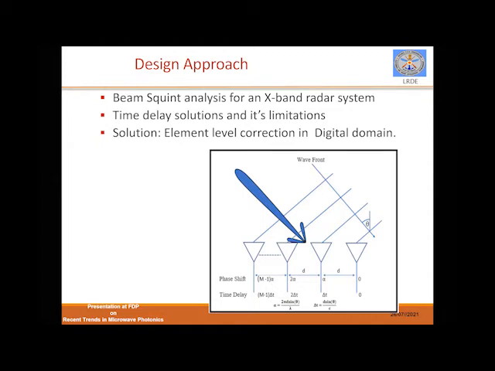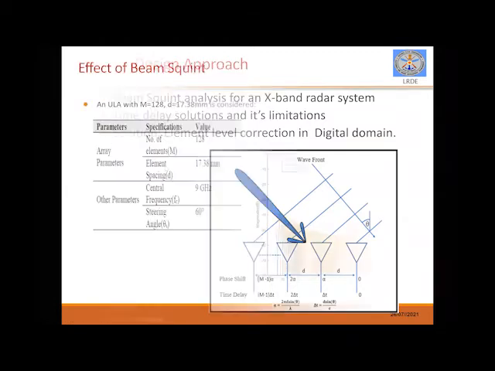But if, instead of phase shifting, you introduce time delay, which is a factor of d sine theta by c, which is independent of frequency, this squint effect can be avoided. But the methods they have reported use a phase shifter. So they have told that they corrected it in the digital domain. For that, even if we get a signal like this, we should be in a position to correct it after receiving the signal. Towards that also we have done some work.